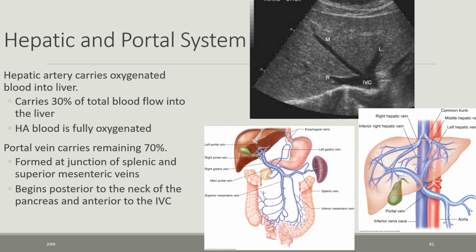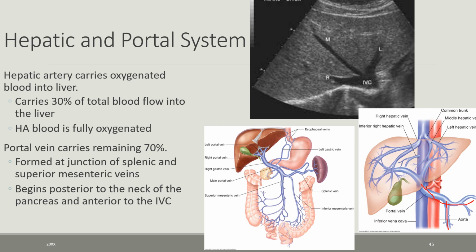So we talked about how my hepatic artery provided the liver with all of its oxygenation, despite it only being 30% of the blood supply to the liver. So where does the rest of the blood come from? It comes from our portal system. So our portal vein provides the other 70% of the blood flow to the liver. Now our portal vein comes from the anastomosis of our splenic vein and our superior mesenteric vein.